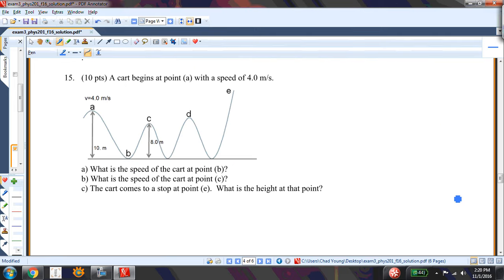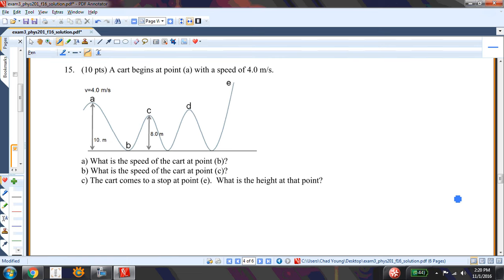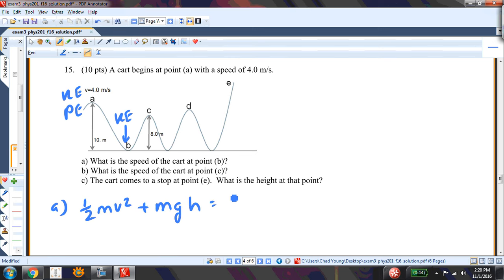Cart begins at point A with a speed of 4 meters per second. What is the speed of the cart at point B? Well, here it has kinetic and potential energy. Down here, it only has kinetic energy. So for part A, I say 1/2 mv squared plus mgh equals 1/2 mv squared. We'll call this VA and this VB.